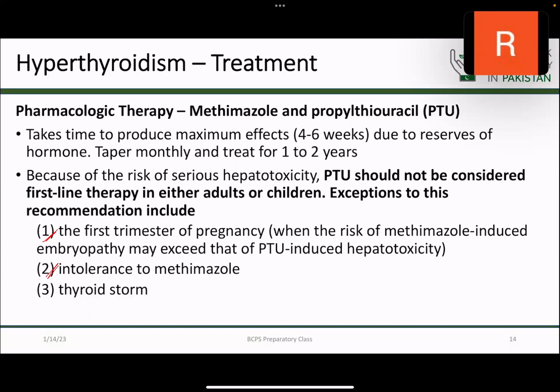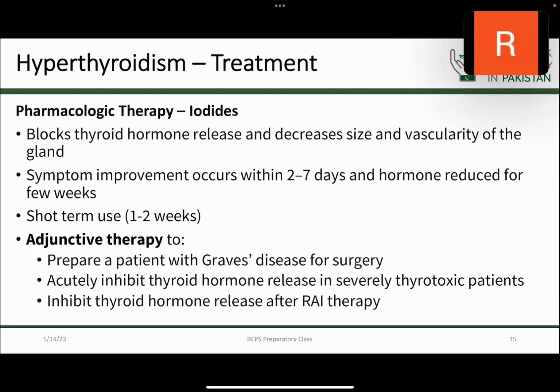Other than methimazole and propylthiouracil, we have iodides available as well, and they block the thyroid hormone release and decrease the size and vascularity of the gland. Iodides do not have any influence on the synthesis of T3 and T4. They only block the release of thyroid hormone.